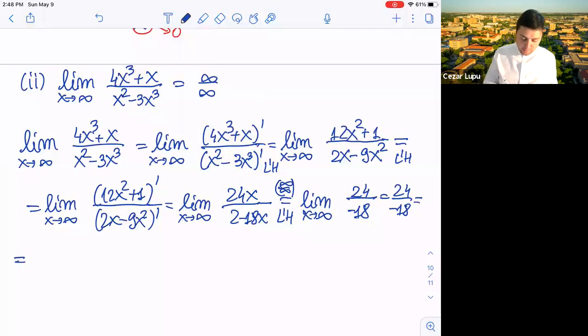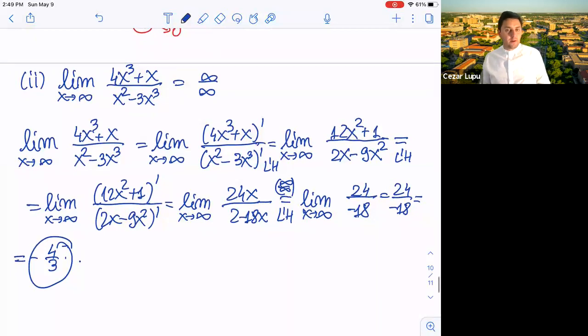which will give us what? This would be negative 24 over 9. So it will give us what? 12 over 9, 4 over 3, negative 4 over 3. Anyway, that's the result, right? So that's using L'Hopital rule.